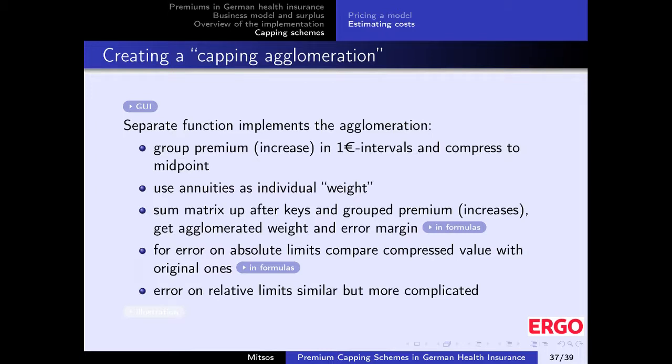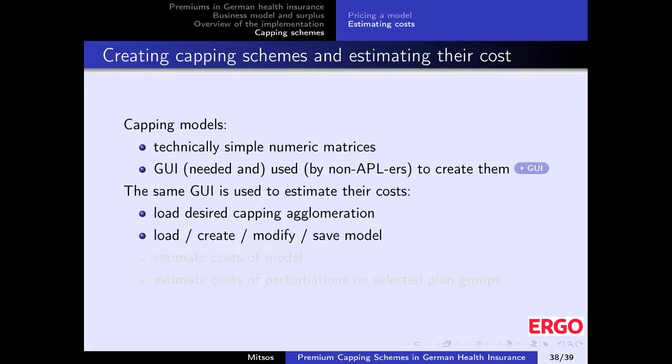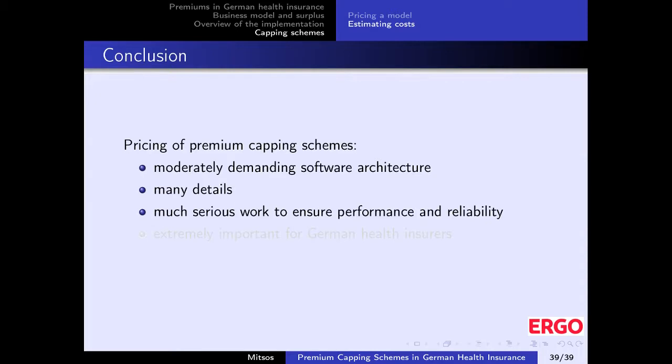preparing an agglomeration for an interactive estimation of costs, which is done in the same GUI that allows a non-APLer to create models. And I've opened this just now. Yes, the GUI I will open. And just to conclude the talk proper, we have seen a moderately demanding software architecture. The problem are the details, and the problems are the work needed to ensure performance and reliability.